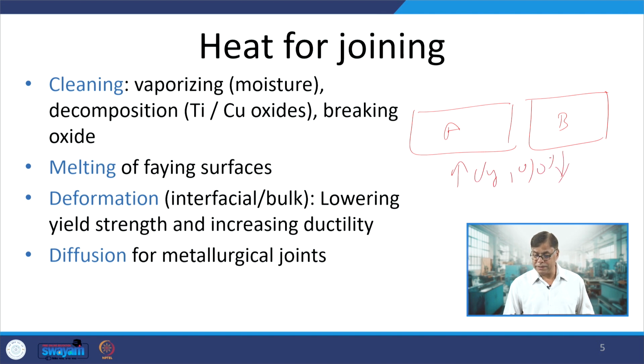Okay, if this is the case of low percentage elongation, then the solid state joining will be difficult. So it will be better if we supply suitable heat, either generated under in situ conditions or supplied from outside. Then application of the heat from outside will increase the temperature.